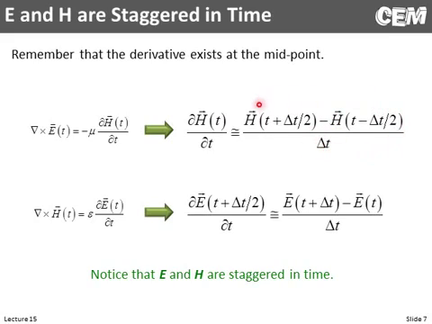So this term calculates the time derivative, and where does it exist? At the midpoint, which is exactly at H of t. And so since this time derivative, after we approximate it, exists at time t, that's when the electric field exists, which is consistent with what we talked about down here. So everything works out in terms of central finite differences if we stagger E and H in time.